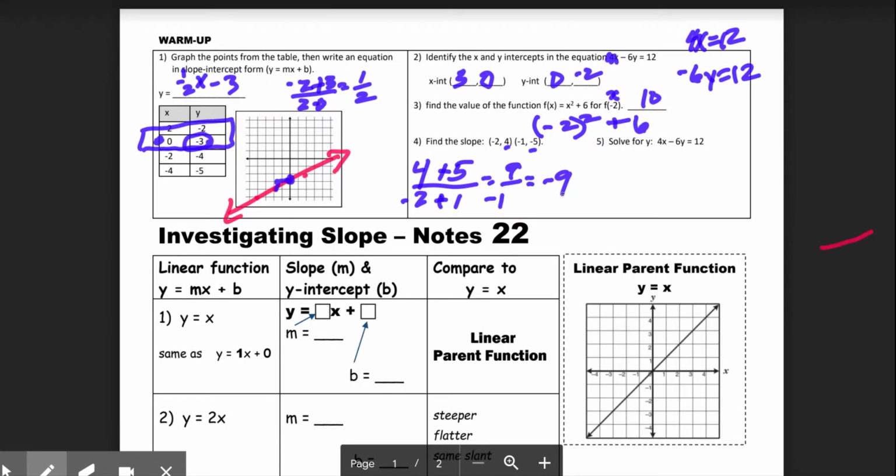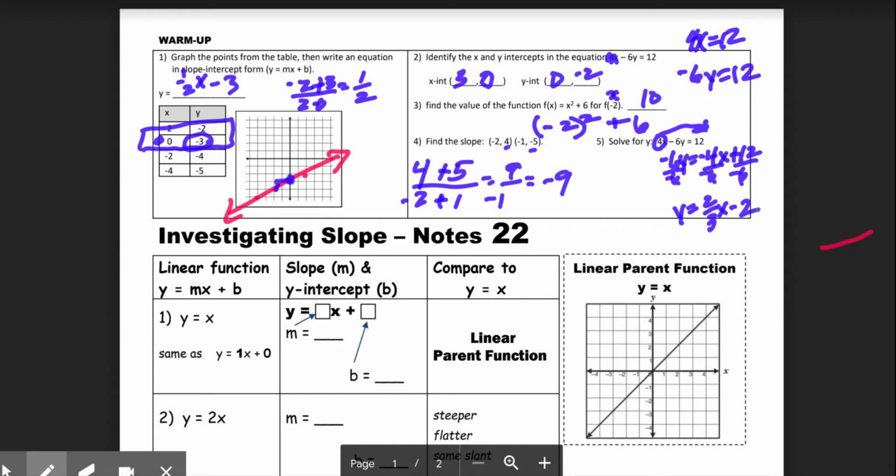Number 5, we're going to solve for y. So 4x minus 6y equals 12. We're going to take this 4x term and move it to the other side. Then we're going to bring down the negative with the 6y. And a positive 4x moved over becomes a -4x plus 12. Then we're going to divide every single term by -6. So we're going to have y equals -4 over -6, which is a positive 2/3 x. And 12 divided by -6 is -2.